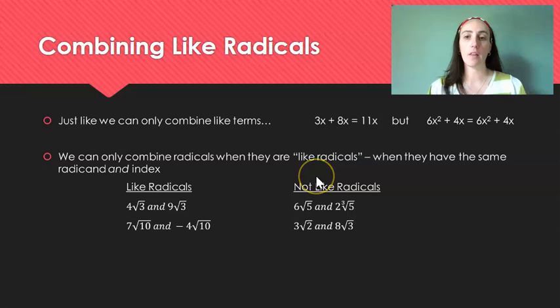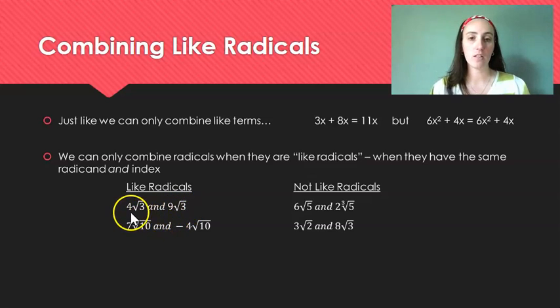We call them like radicals, as I mentioned. When we combine them, we are looking for like radicals that have the exact same radicand and index. So there are those vocabulary words that are coming up again. Examples of like radicals would be 4 square root 3 and 9 square root 3.